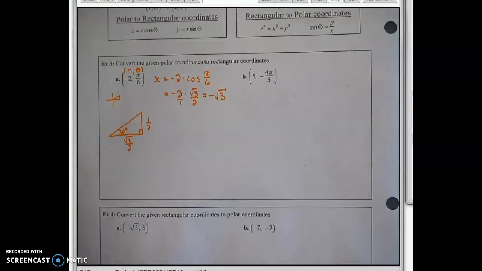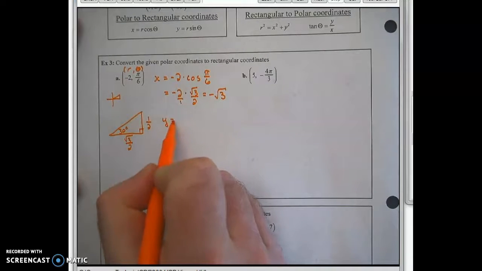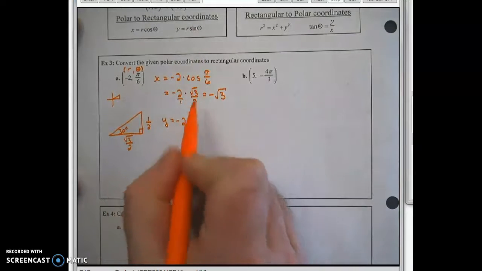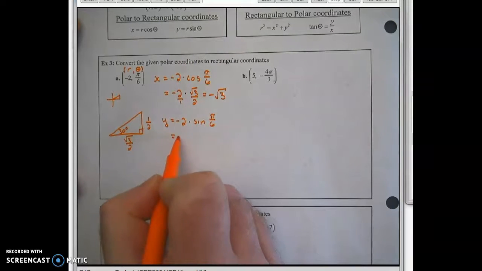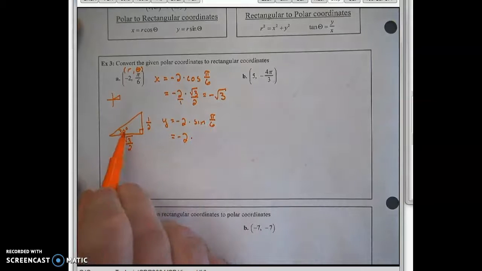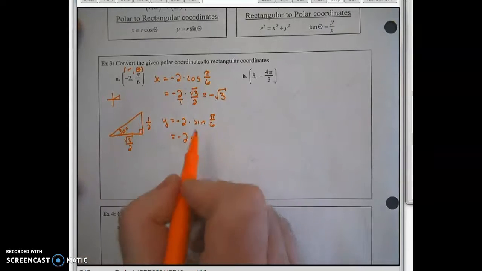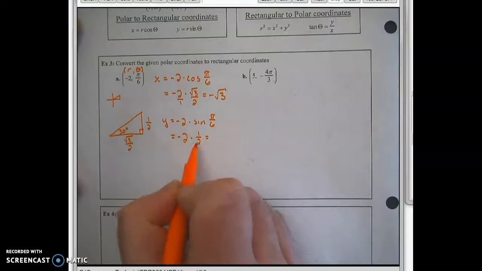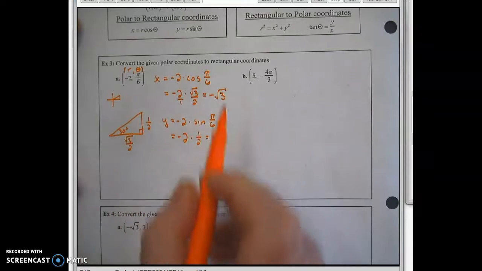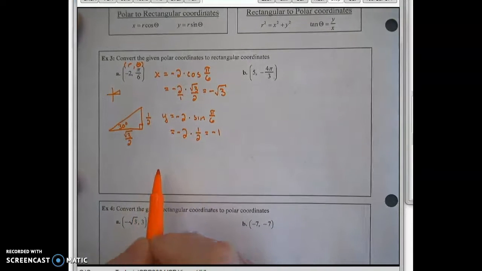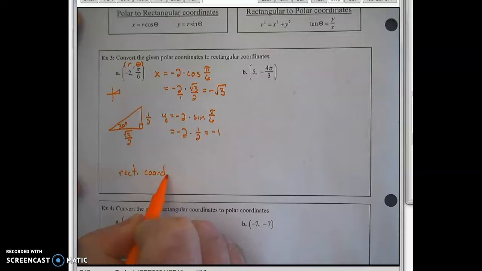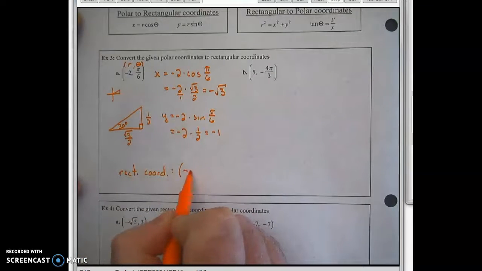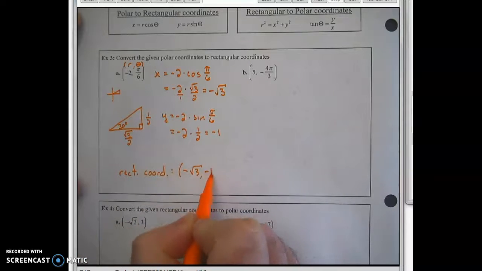Okay, now we're going to do the same thing for y. My y coordinate is given by r times sine of my rotation. Sine of pi over 6, luckily it's the same triangle. Sine is the y side, or the opposite side, so that's 1/2. Negative 2 times 1/2 is negative 1. And now we take these and we put them together in a coordinate pair with x and y. So my rectangular coordinates are x and y.